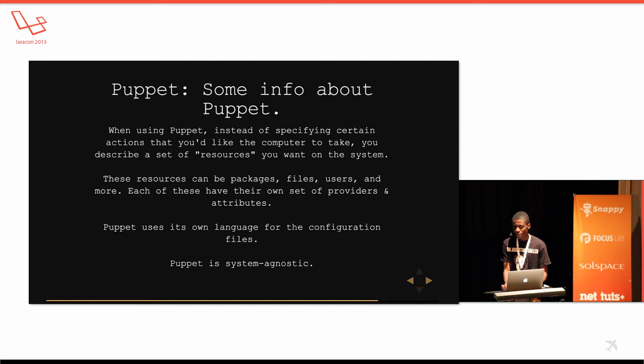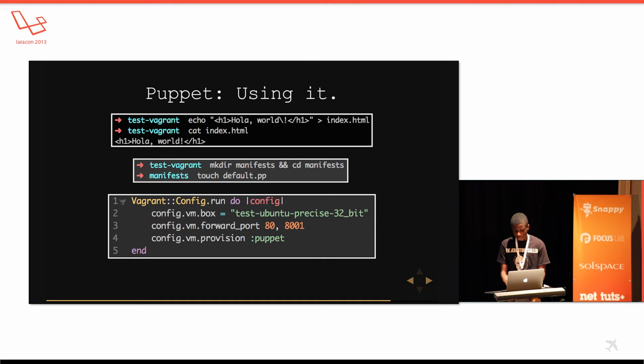I think I have this in the next slide, but Puppet uses its own language, which I said, and it's system agnostic. So when you describe a whole set of stuff that you want to be installed on the machine, let's say you decide you were going to use CentOS, and then you decide, okay, I want Ubuntu now. It doesn't really matter. Puppet will just work with it, so it doesn't care about the system that you're installing it on. So using it is easy.